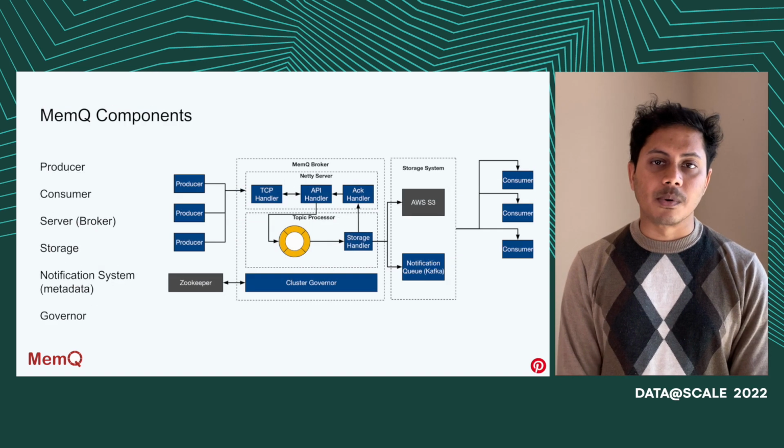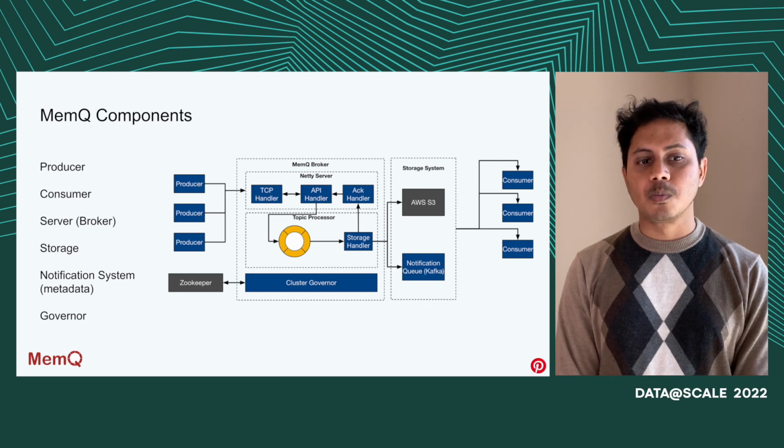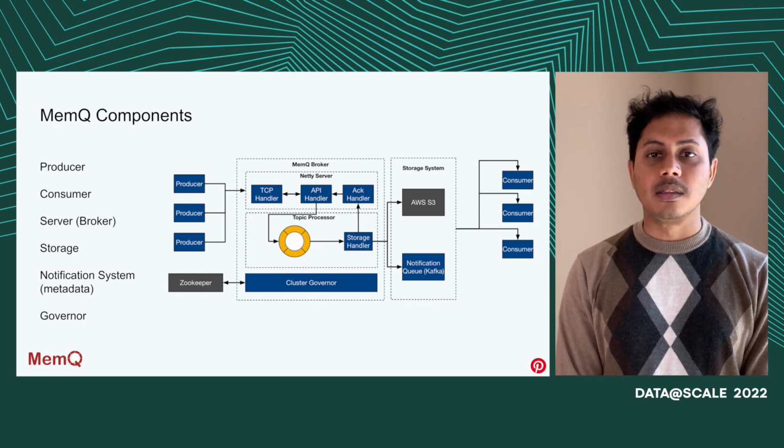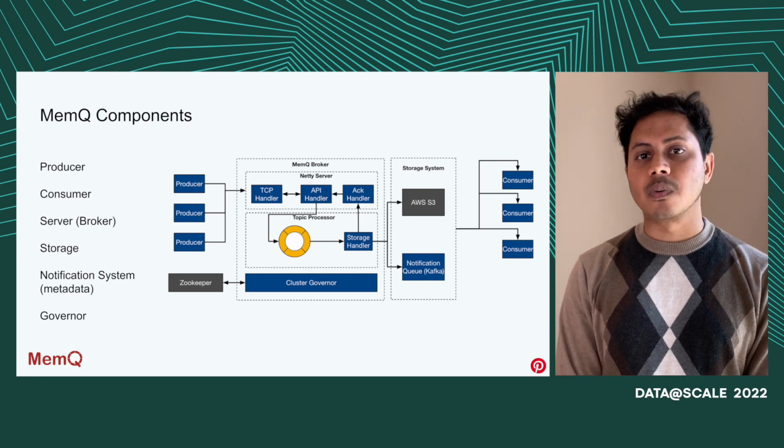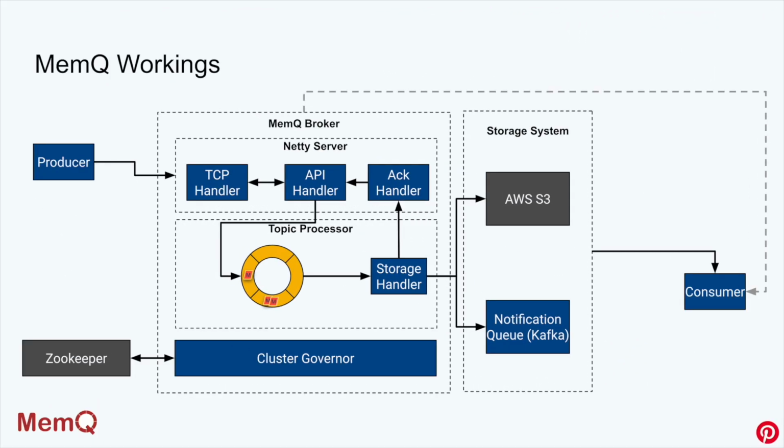MemQ has the following components: the producer, the consumer, the broker, the storage layer, the notification system, and the governor, which is used for clustering. So let's see how MemQ works. On the producer layer, applications are generating data, which is then aggregated by the producer into what is called a MemQ message, which is then sent to the TCP handler and the API layer, and finally ends up in the topic processor for the given topic.